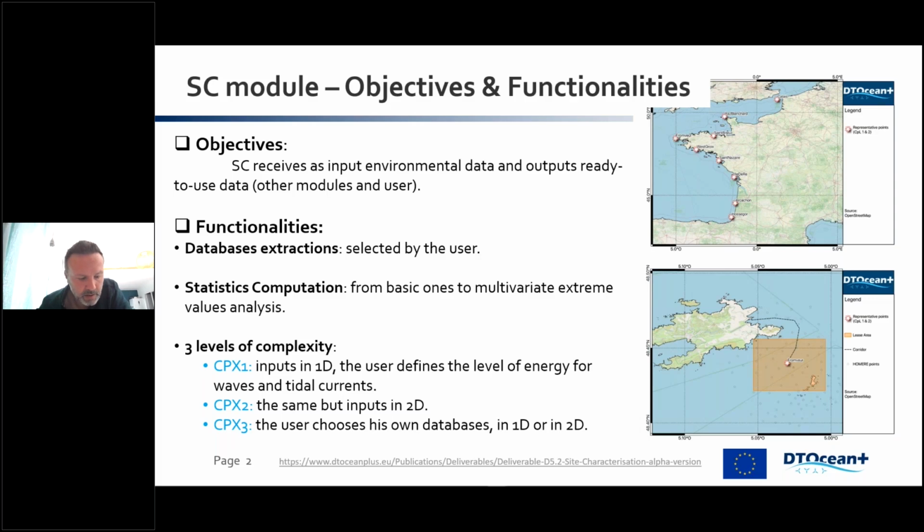So in site characterization, there were three levels of complexity. In level one, the input are in one dimension, so a punctual input. And the user defines the level of energy for waves and tidal currents only. At complexity level two, that's the same, but the input are in two dimensions. And at the third level of complexity, the user chooses in his own databases in 1D or in 2D.